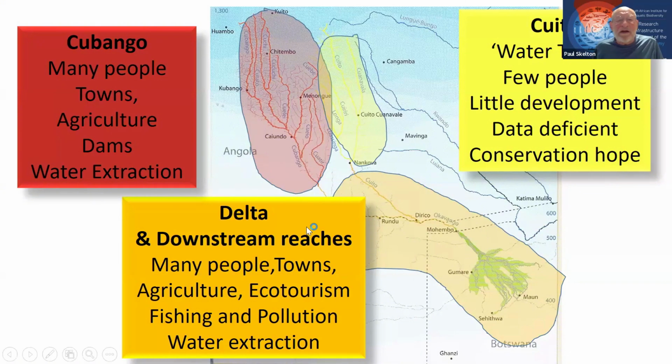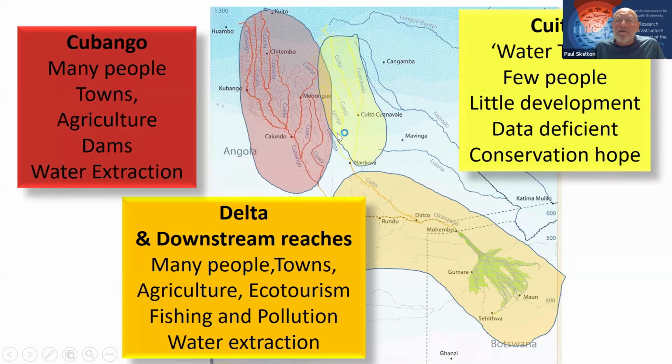So downstream here, there are many people, there are towns developing, agriculture is practiced, there's ecotourism, there's fishing, pollution, and water extraction. Fishing and overfishing, there's hunting, there's all sorts of things. If you destroy that resource, if you don't manage it properly, that was the big threat. The Okavango River, there are also many people, towns, agriculture, dams because it's a fast-flowing river, and water extraction. So that needs to be managed very well.